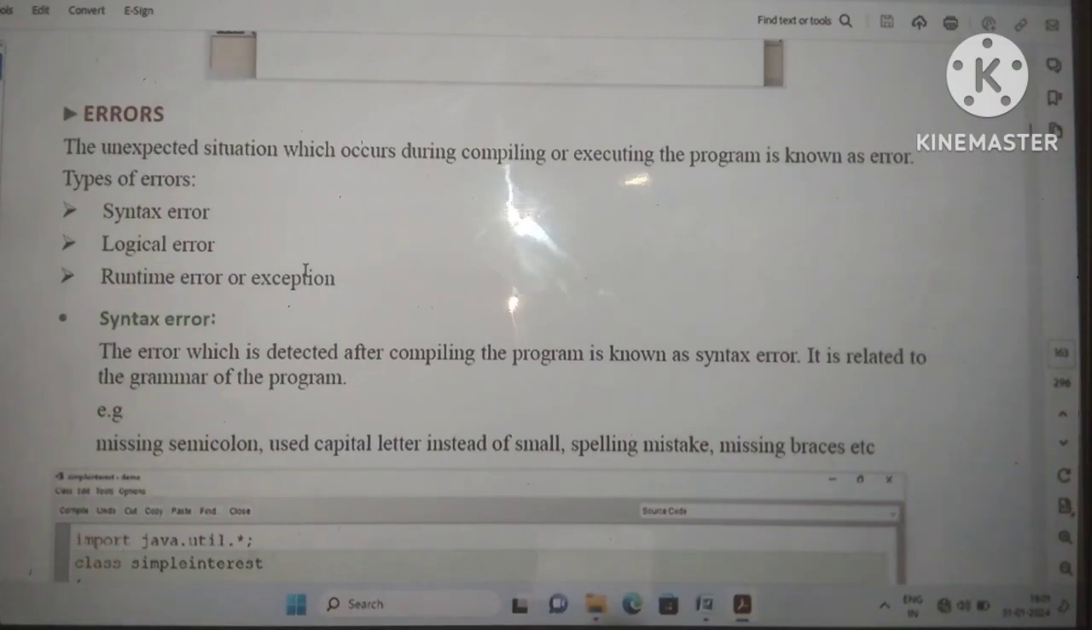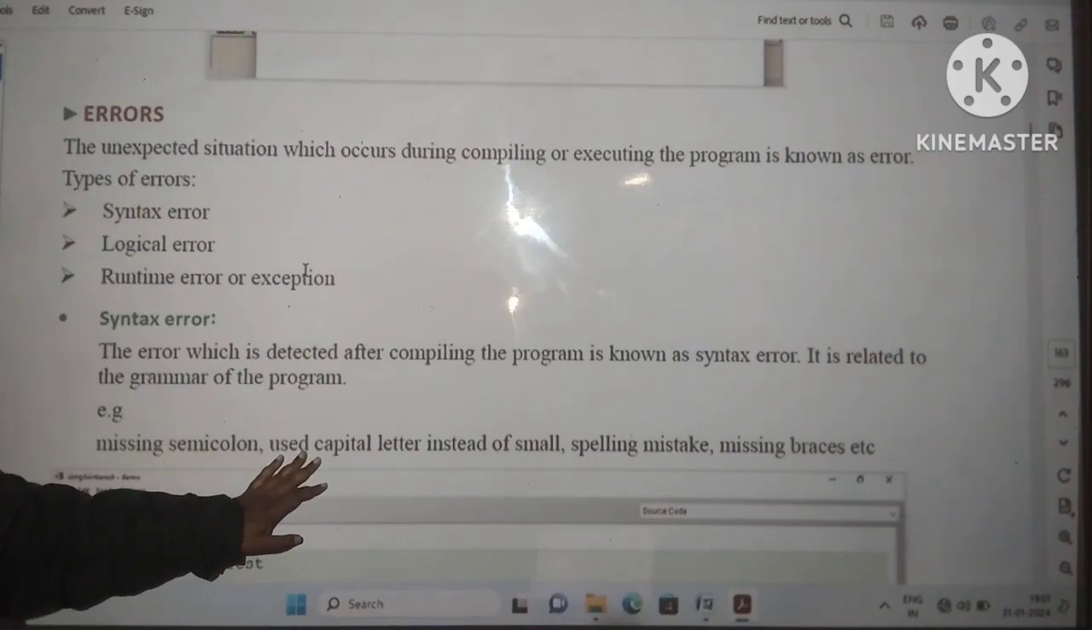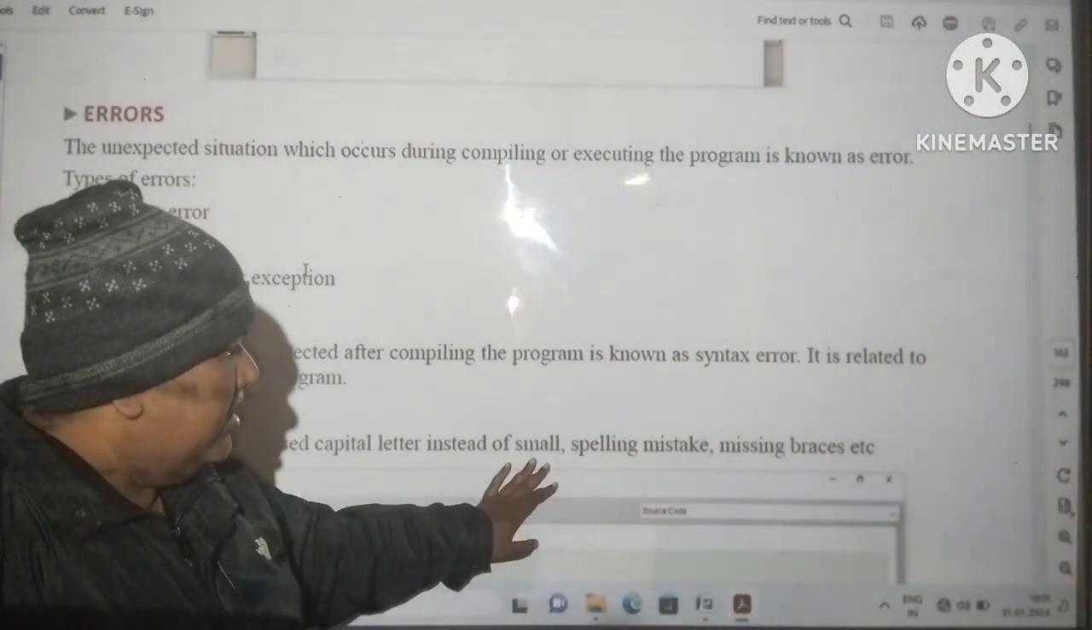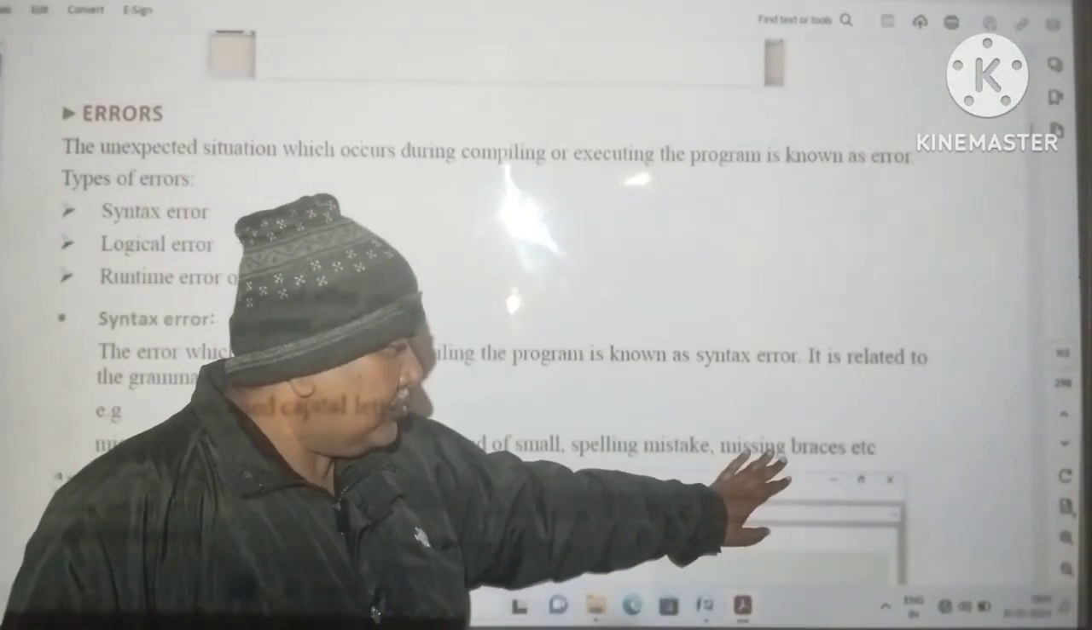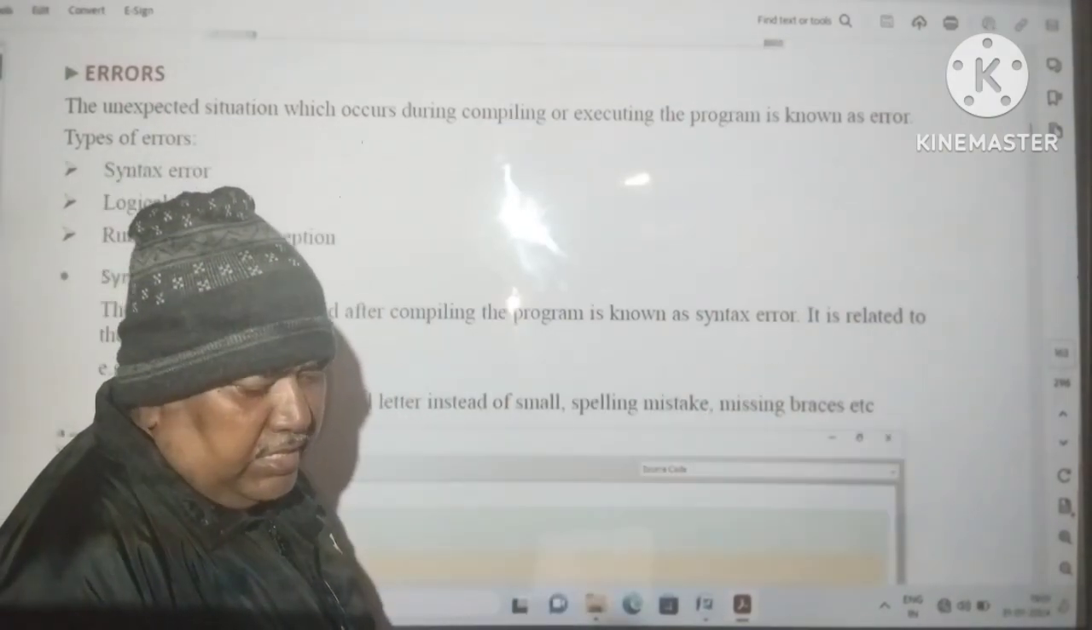Now what does grammar mean? For example, a missing semicolon, which is required but you have not typed, using a capital letter instead of small or a small instead of capital, a spelling mistake, or missing brackets. Such types of errors are syntax errors.